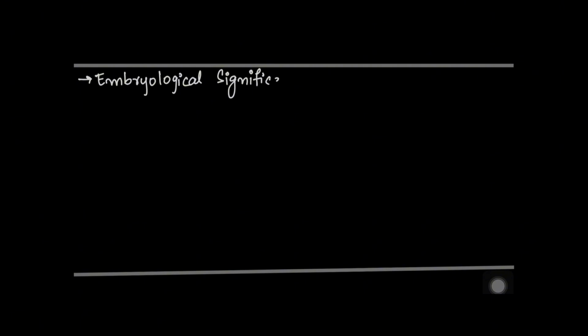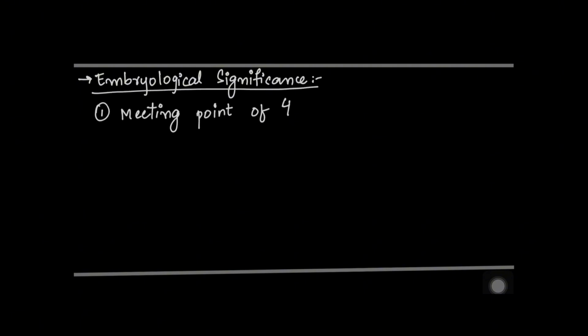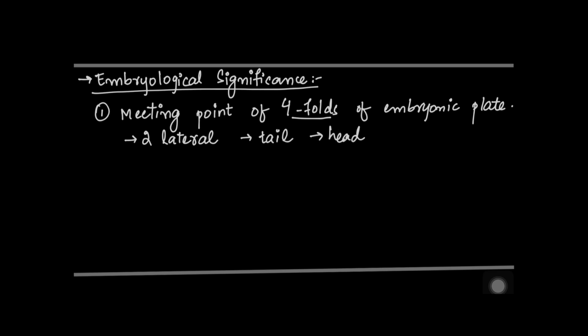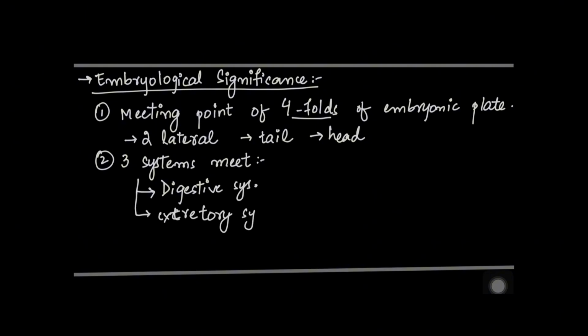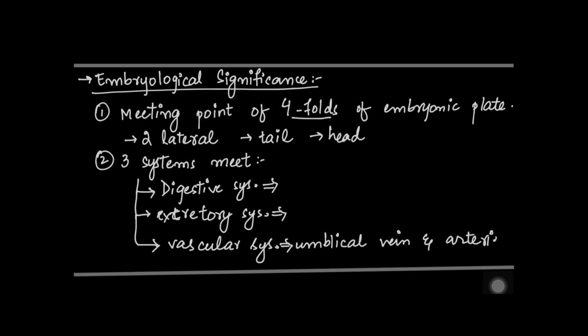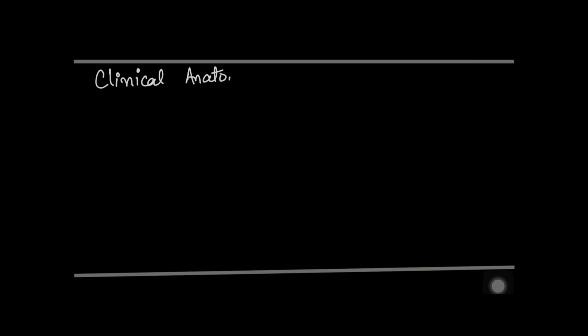Now, the embryological significance of the umbilicus. The umbilicus is the meeting point of four folds of the embryonic plate. So we are going to discuss embryological things like the embryonic plate. Four folds meet here: two lateral, one tail and one head, and three systems meet here: digestive system, excretory system, and vascular system. Vascular system because umbilical veins and arteries are found here, excretory system because the urachus passes through here, and digestive system because of the vitelo-intestinal duct.